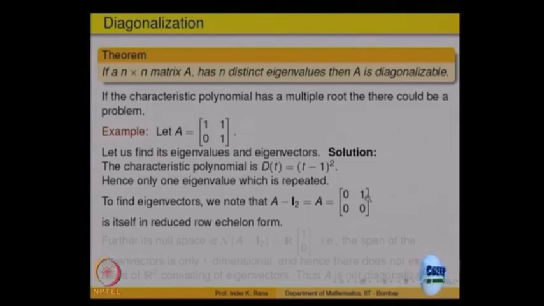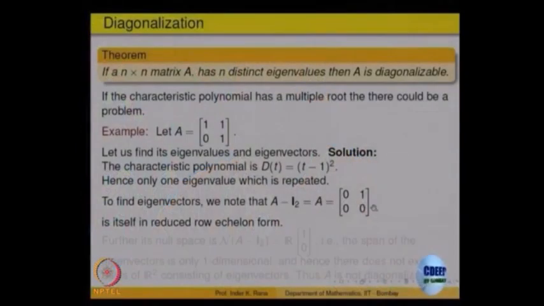So, what is the rank of this matrix? We want to solve the homogeneous system (A minus lambda I) applied to x equal to 0. We have to find solutions to find eigenvectors for that. So, for that we have to know the rank of this. That is 1, so rank is 1. So, what is the nullity? That is equal to 1, since rank plus nullity equals the dimension.